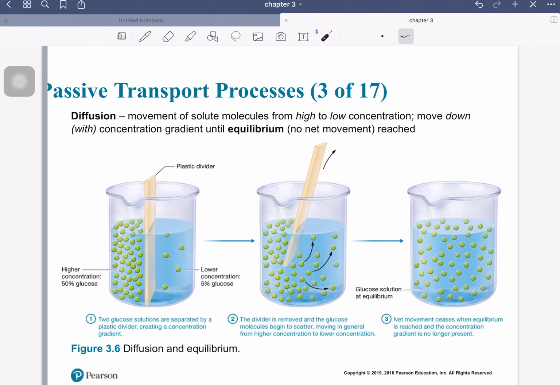So let's just review quickly. Diffusion is a form of passive transport, and solute molecules move from high to low concentration, and we say they move down their concentration gradient until equilibrium is reached. And remember, equilibrium is no net, no overall movement, right? There's still movement of individual molecules, but the number that move from here to there will be equal to the ones that move from here to there.